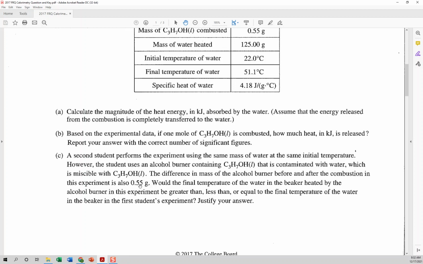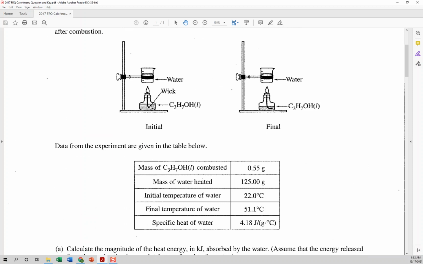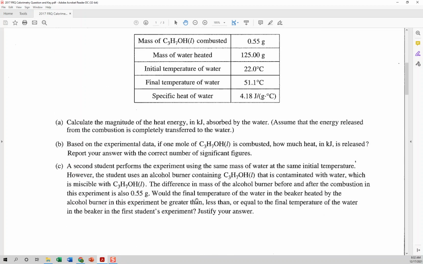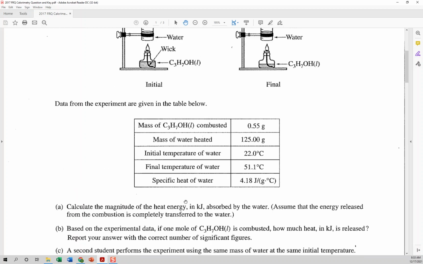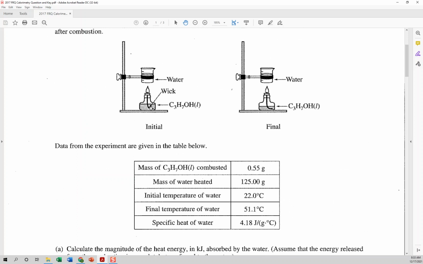So the same mass of what was in here undergoes combustion, but remember, it's not all propanol now, some of it's water, okay? Would the final temperature of the water in the beaker heated by the alcohol burner in the experiment be greater than, less than, or equal to the final temperature of the water? So let's understand, because this was contaminated with water and not just pure propanol, and you lost the same mass, that 0.55 grams that you lost in this second experiment was not all propanol. Some of it was water, okay?